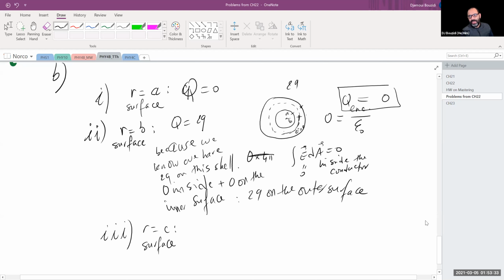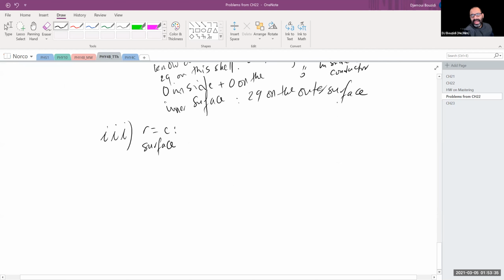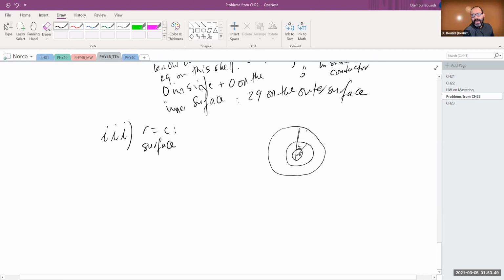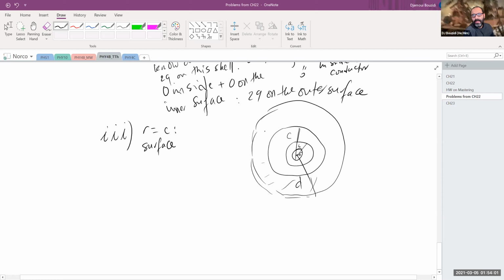So let me go back and redraw this shape now. So we have an inner surface that is of radius A and that is of radius B. And then we have now an outer surface of radius starting from the same point, C. And now we still have that outer surface of radius D. Okay, so this is the second metal now. Second conductor. I call it metal because metals are conductors, okay?